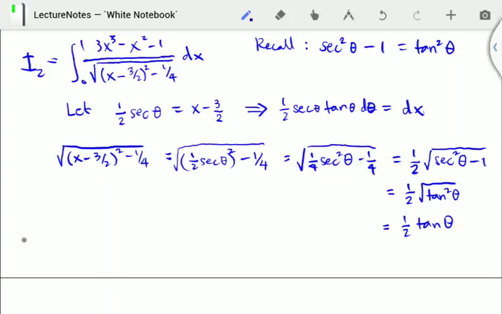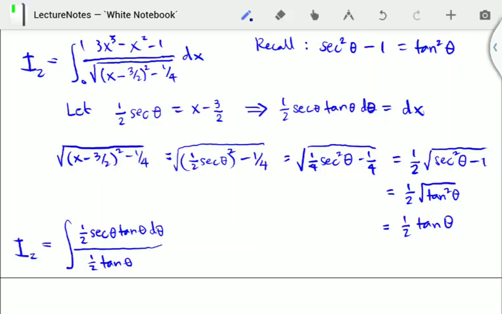So now I can write my entire integral I2 as the integral. So forget first the limits. We're gonna evaluate that later anyway from 0 to 1. Okay, the integral will now become, so the denominator is 1/2 tan theta. So let us first note that your dx becomes this entire thing, 1/2 sec theta tan theta d theta. That's your dx over, this is your square root, 1/2 tan theta.